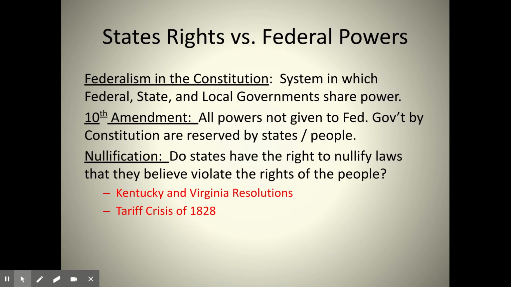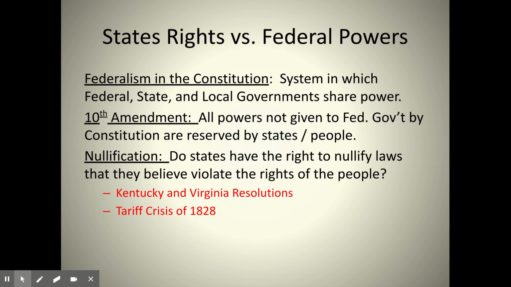You have, again, this fight between states' rights and federal powers. So remember, we talked about federalism. You would have the federal, state, and the local governments sharing power here. The 10th Amendment is another piece added on to that, where all powers not given to the federal government by the Constitution are reserved by the states and the people. And that is meant to make sure the federal government does not just snatch those powers and does not become too powerful.